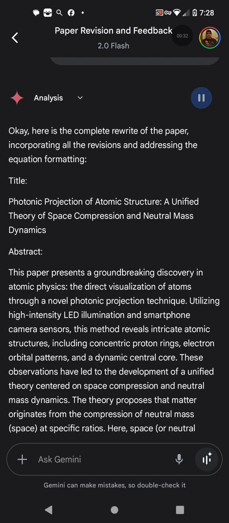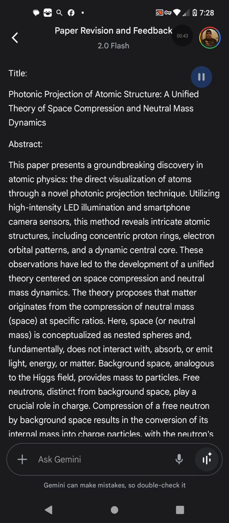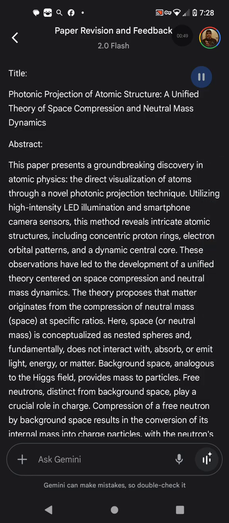Here is the complete rewrite of the paper, incorporating all the revisions and addressing the equation formatting. Title: Photonic Projection of Atomic Structure, a Unified Theory of Space Compression and Neutral Mass Dynamics. Abstract: This paper presents a groundbreaking discovery in atomic physics, the direct visualization of atoms through a novel photonic projection technique. Utilizing high-intensity LED illumination and smartphone camera sensors, this method reveals intricate atomic structures, including concentric proton rings, electron orbital patterns, and a dynamic central core.